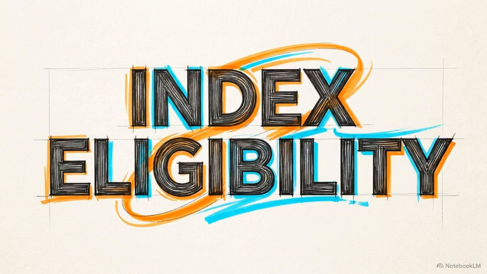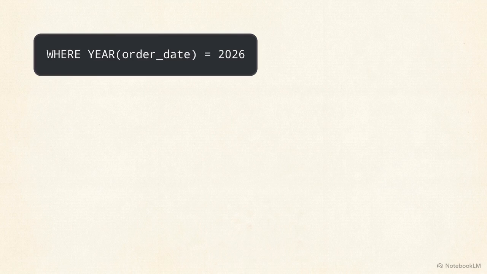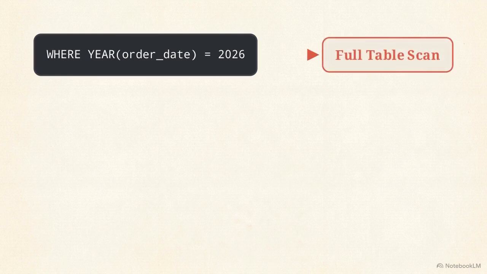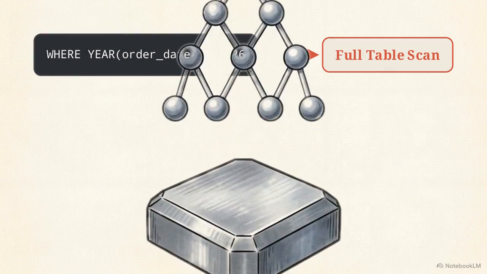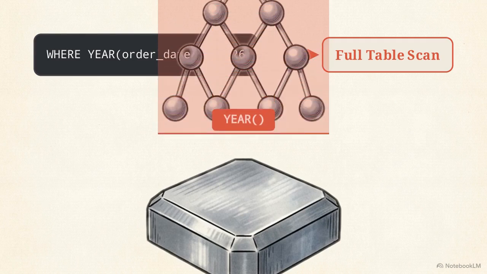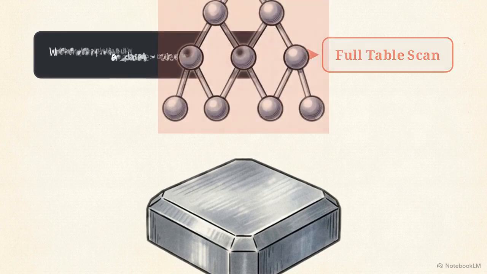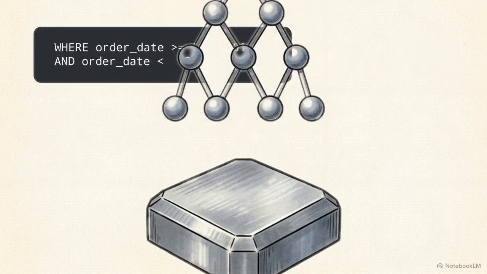Having an index is useless if your query syntax forces the optimizer to ignore it. This concept is called sargability, which stands for search argument able. The most common sargability trap is wrapping an indexed column in a function. If you write WHERE YEAR(order_date) = 2026, the execution plan defaults to a full table scan. The database must compute the year function for every single individual row before it can make the comparison. Because the data is being transformed on the fly, the engine cannot use the pre-sorted B-tree structure.